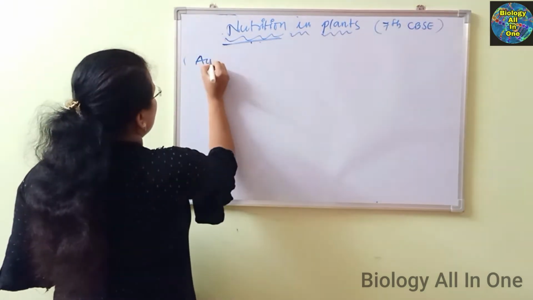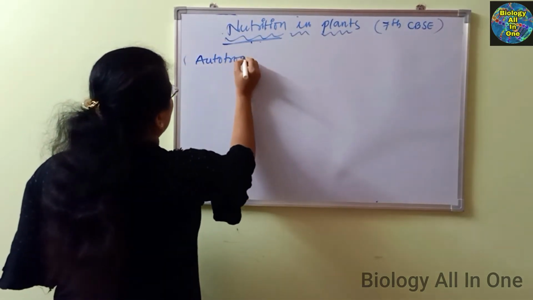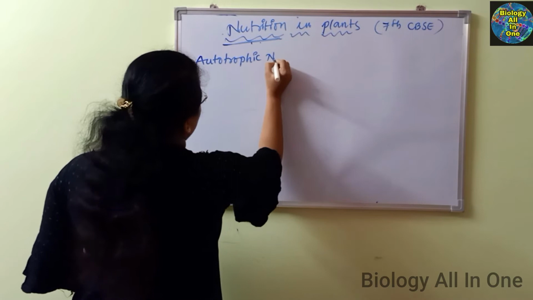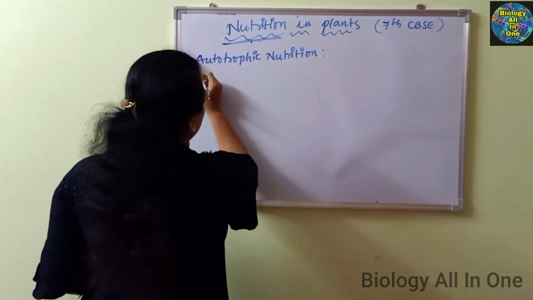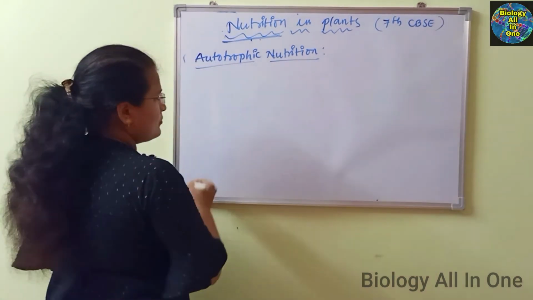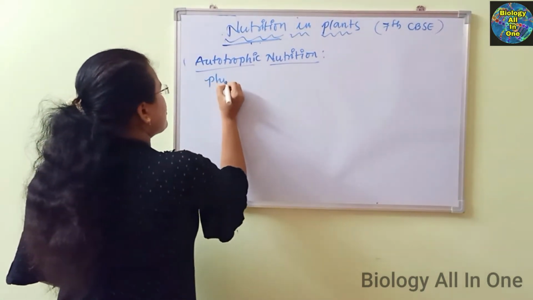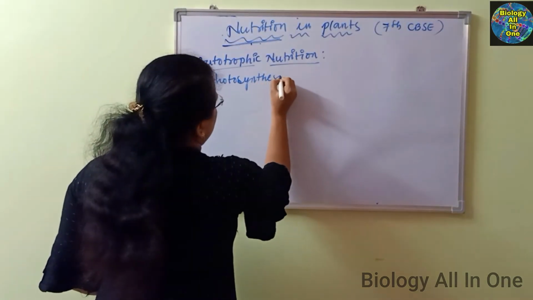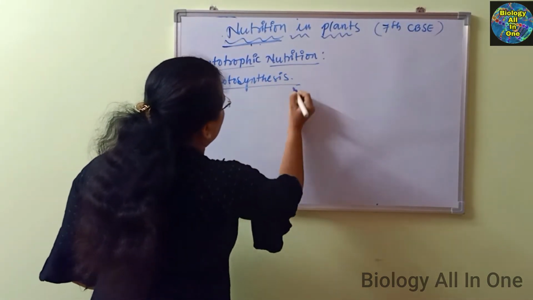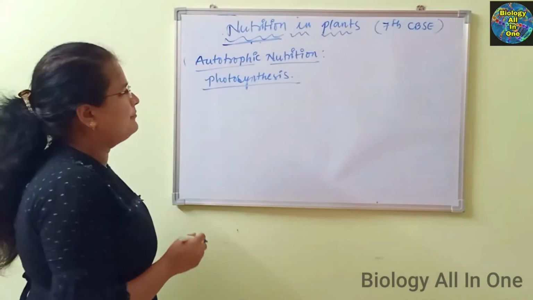See, autotrophic nutrition. Okay, autotrophic nutrition. Autotrophic nutrition takes place by the process of photosynthesis. You have to know what photosynthesis is first of all.